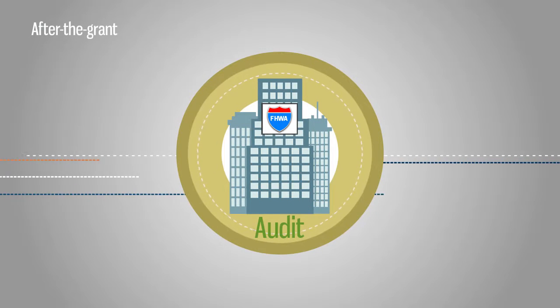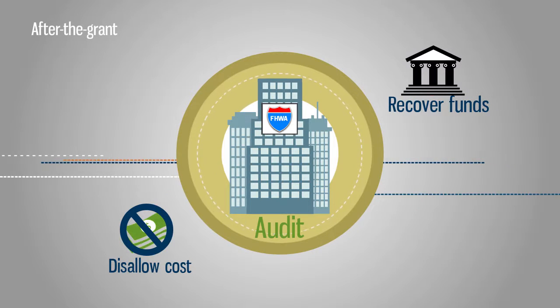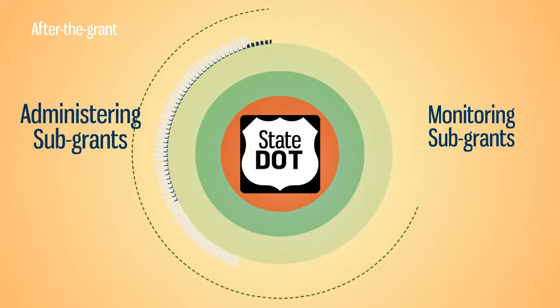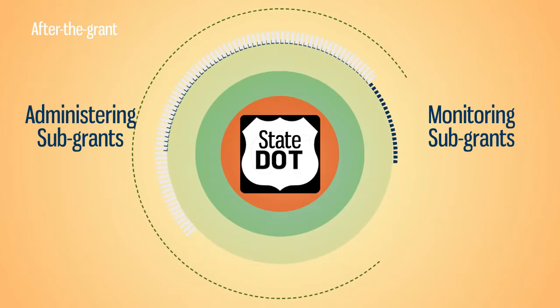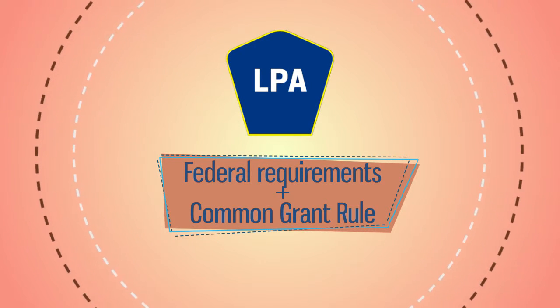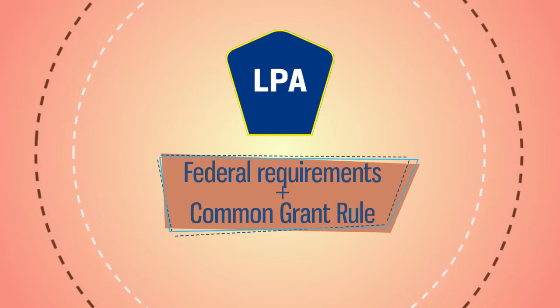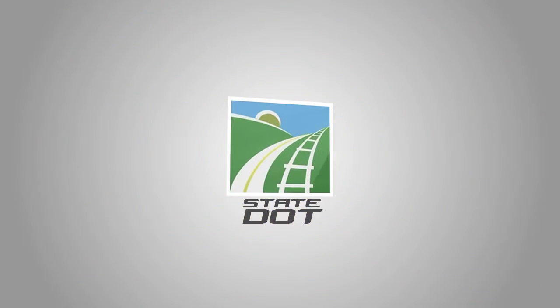Finally, the awarding federal agency has the right to disallow costs and recover funds based on an audit or other review. The state DOT is responsible for administering and monitoring subgrants. However, as subgrantees, LPAs are required to ensure that they are meeting all federal requirements, including the Common Grant Rule. Contact your state DOT for more information and guidance.